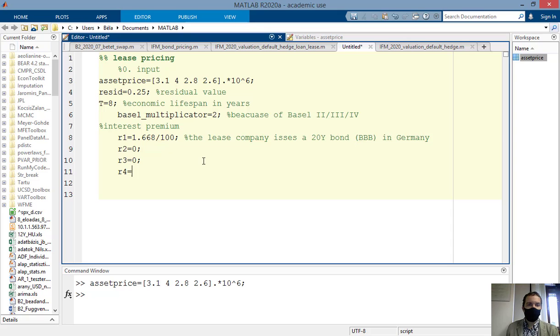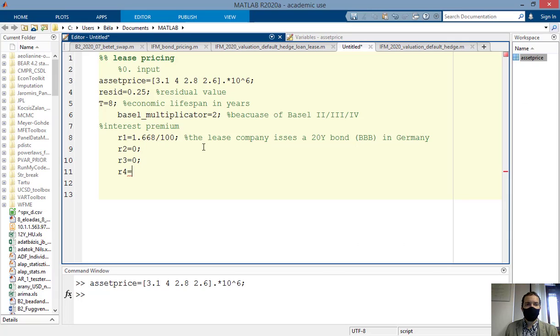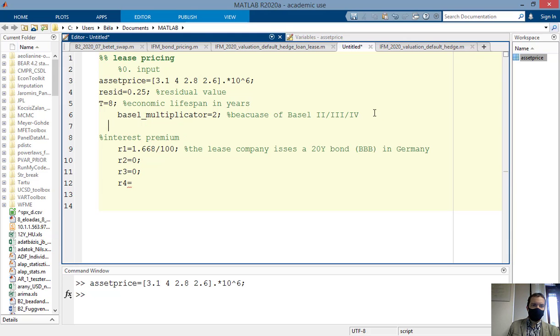R4 equals, and in this case we need the default rate, so time to default divided by the default rate divided by time to default divided by 100 and multiplied. So actually we still need some definition. Default rate.